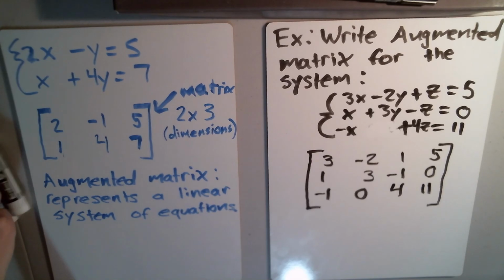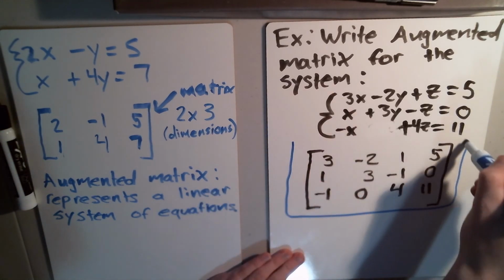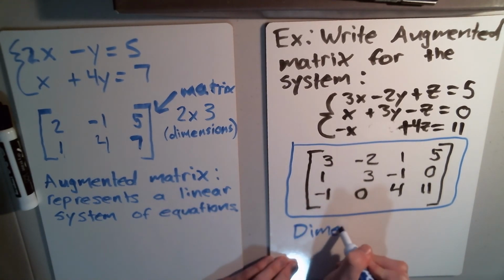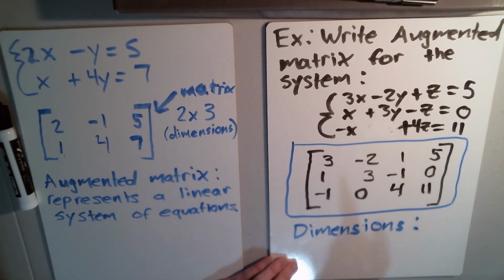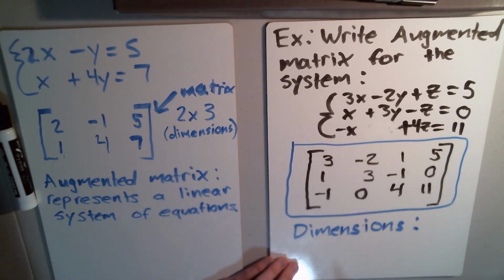Okay, and just to kind of remind ourselves, what would the dimensions of this matrix be? Well, it has 3 rows and 4 columns. Okay, so it's a 3×4 matrix.